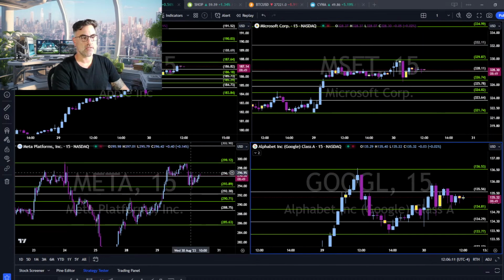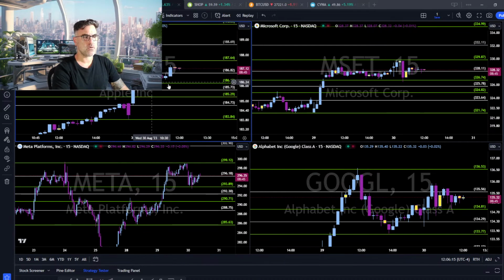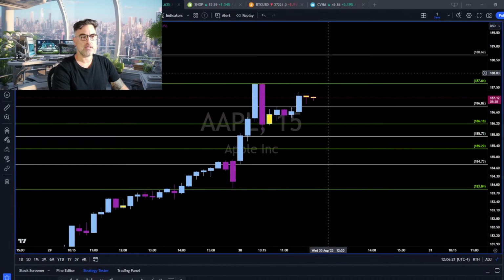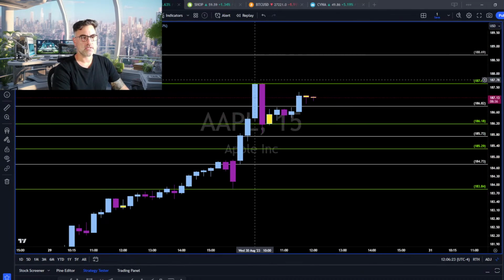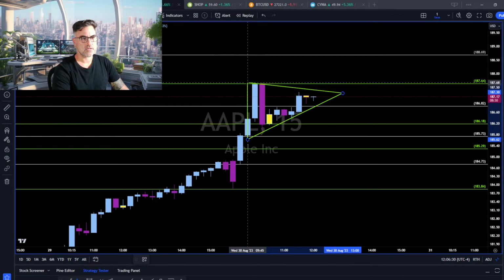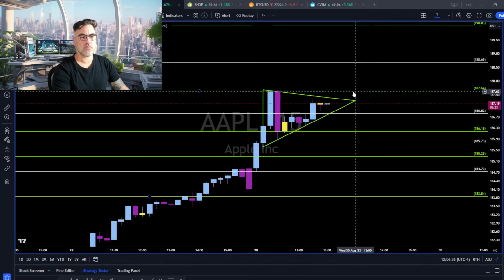Google. We have Apple over here, moving sideways, 186.20, 187. You don't see Apple, now you see Apple. And intraday, some kind of a triangle we can see over here. So let's see a break and continuation above 187.64.